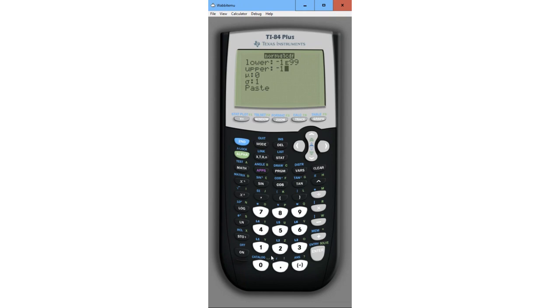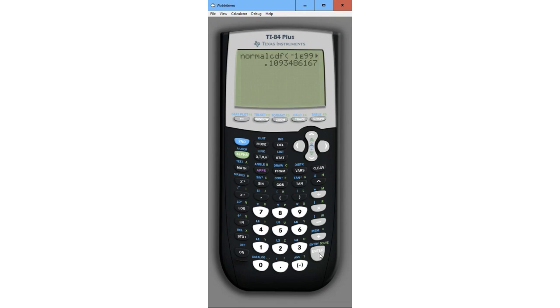Now, the upper value is just going to be that negative 1.23. And you have to use the negative sign, the one down there at the bottom, opposite the zero next to the decimal. You can leave all these other things the same. The only thing you're filling in is that negative 1.23, and hit enter several times.